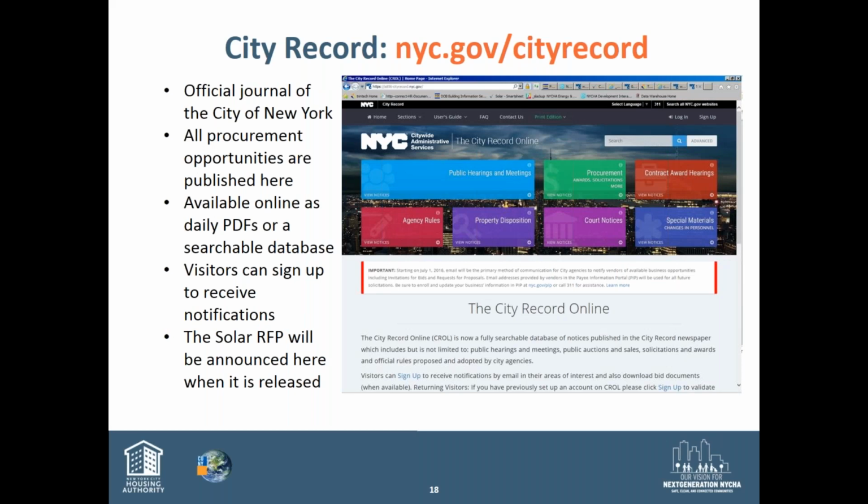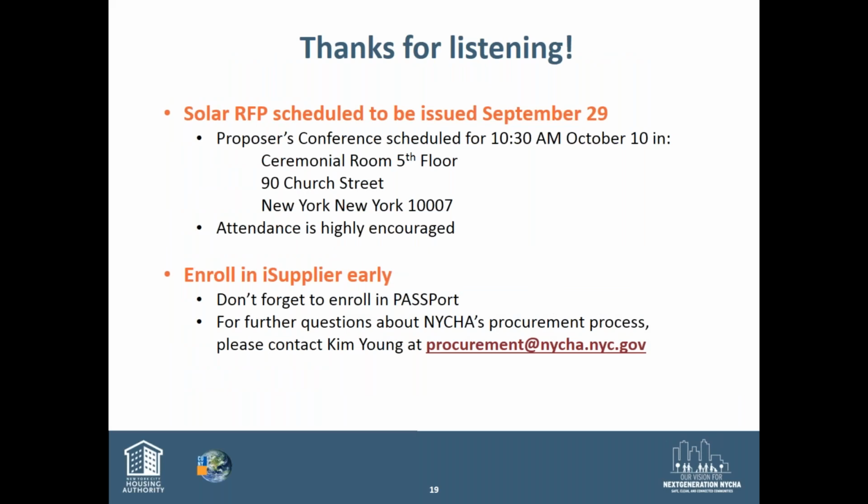One more thing that will be of interest to solar developers wishing to do business with NYCHA is the City Record, the official journal of New York City. It is published every weekday in a print version and available online as either a searchable database or a PDF of the print version. All procurement opportunities with the City of New York, including NYCHA's upcoming solar RFP, are publicized through the City Record. Visitors can check the record or sign up to receive personalized notifications. Following the City Record will be the best way for you to be aware of when our RFP is released. In addition, as mentioned earlier, you are able to browse procurement opportunities on NYCHA's website whether or not you are logged in to iSupplier.